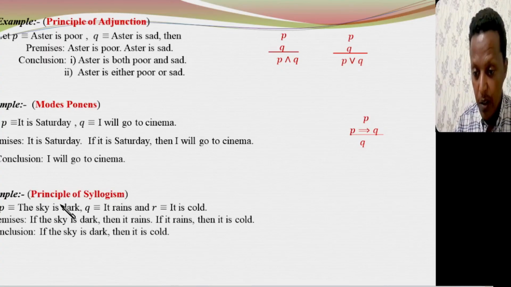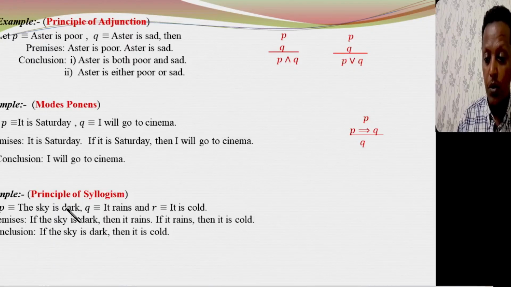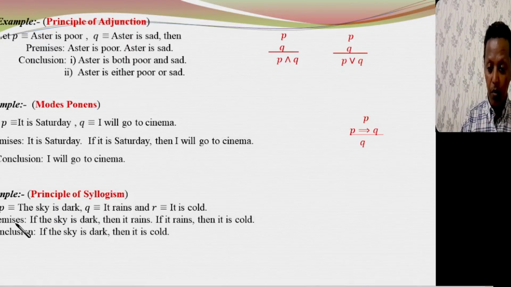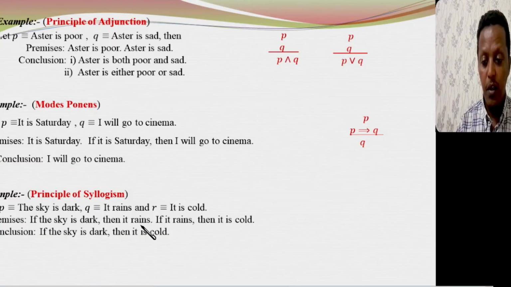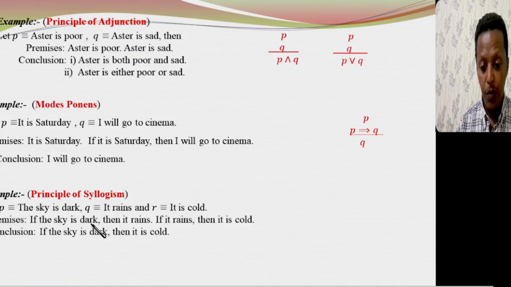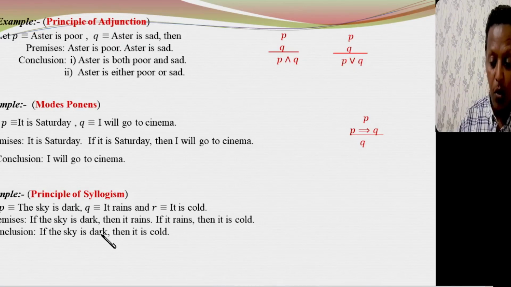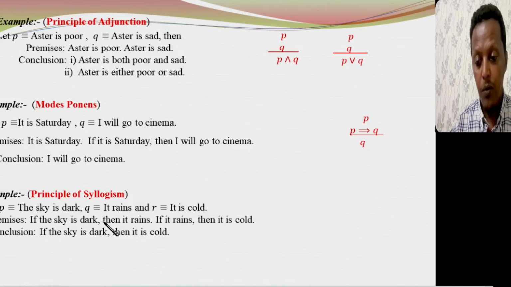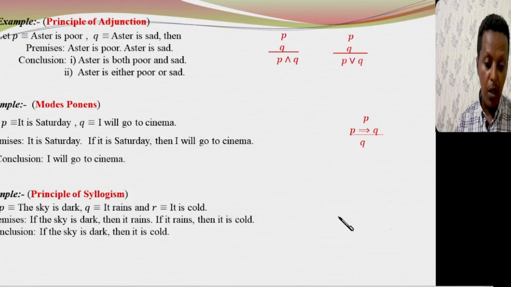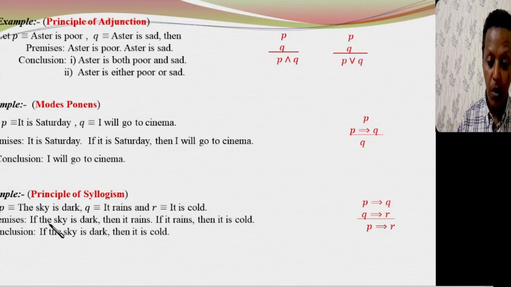Let's take a third example. Principle of syllogism. You are given the premise: if the sky is dark, then it rains. First premise. If it rains, then it is cold. Second premise. And the conclusion is what? If the sky is dark, then it is cold. So considering an argument having these two premises and one conclusion, then by the principle of syllogism, the corresponding argument is what? Valid argument.